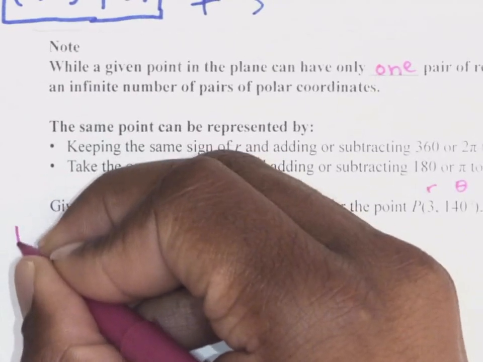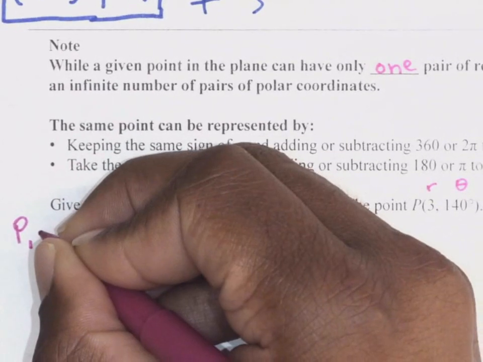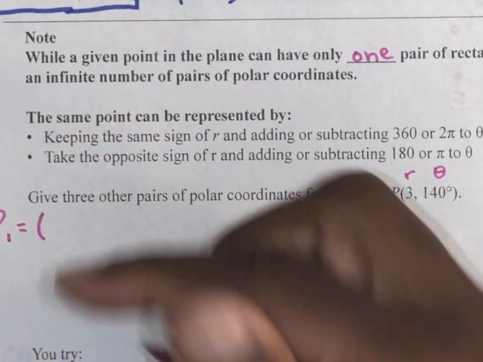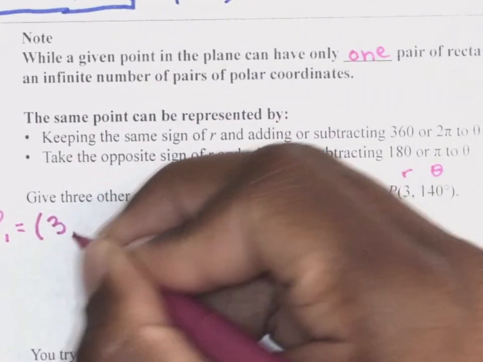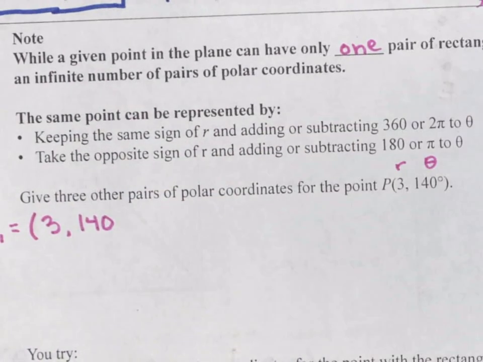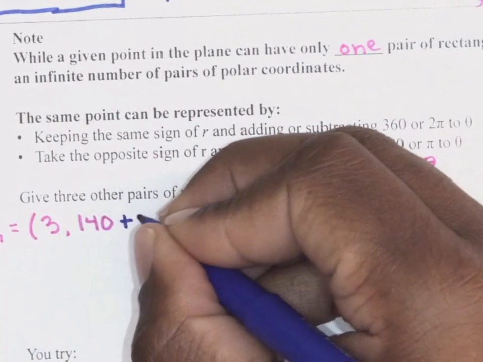So if we wanted to find another point, we'll call this point 1. I would keep the same sign for r. I don't change anything with r, but I take my angle measure and I either add or subtract 360 to it. How about we add 360 to this?